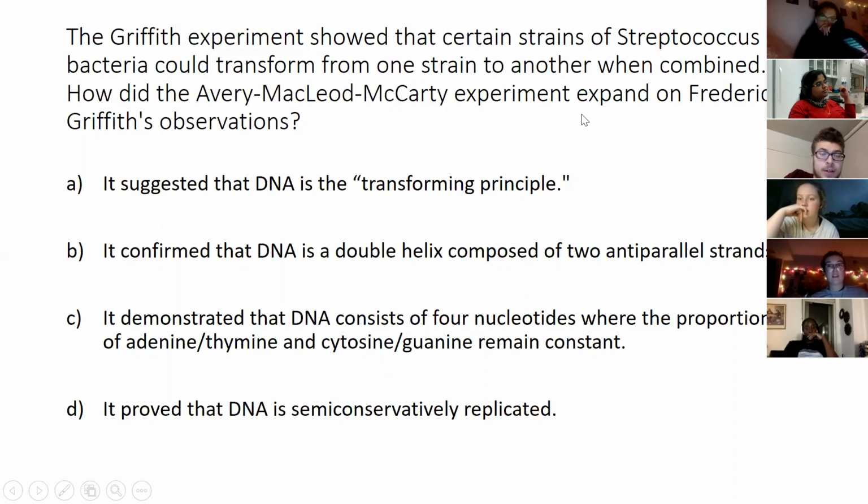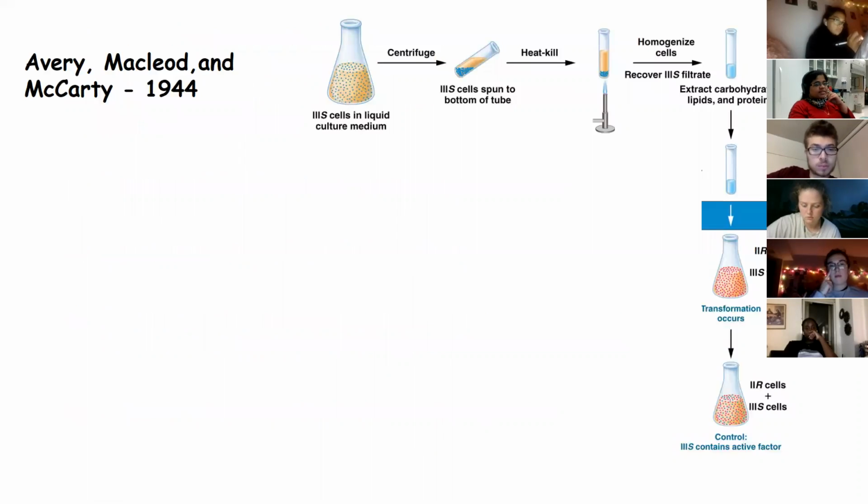I think it's A. Why is it A? Because they first did it with the protease, and then they realized that protein was not a transforming principle, and then they did it with RNAs, and they realized it wasn't, and then they did it with the DNAs, and they realized there was a change, so they realized the transforming principle was DNA. Yep, that is exactly why.